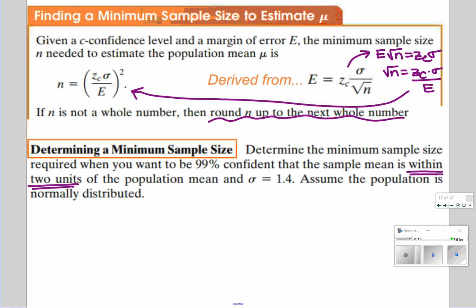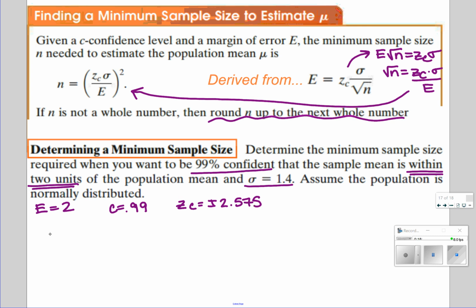So that's a little kind of thing that you have to hunt for there. They don't explicitly say that that is your margin of error, that 2 units. So they're telling you that E is 2. They're telling you that you are 99% confident. So that's your C. And they also, in this problem, tell you your population standard deviation is 1.4. 0.99 is one of the common levels of confidence that we use, so you can find it on your chart. Your critical values for Z there are going to be plus and minus 2.575. Okay. And then that's all you need to be able to then use this formula.